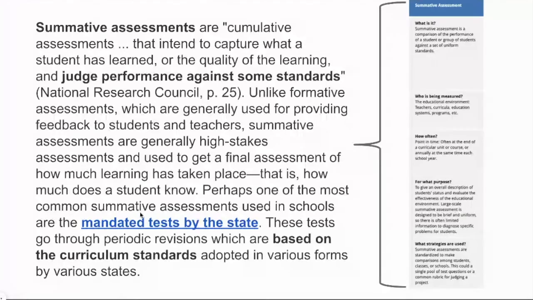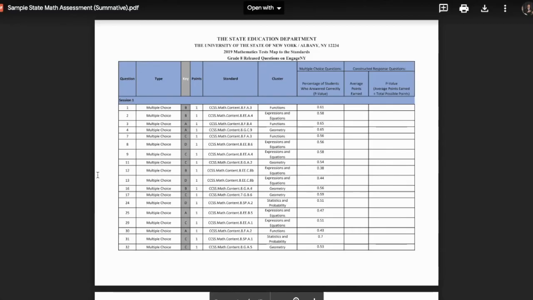One of the most common summative assessments used in schools are mandated tests by the state. These tests go through periodic revisions which are based on the curriculum standards adopted in various forms by various states. So let's take a look at how the standards come into play with the state-mandated tests. Let's take a look at this state math test.